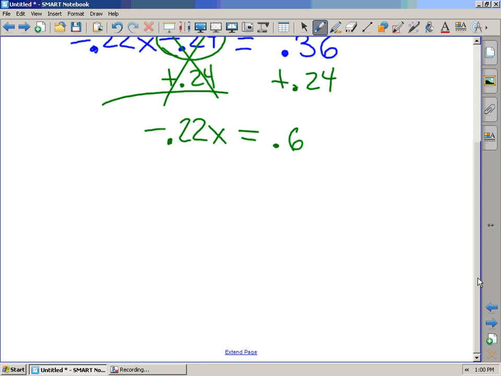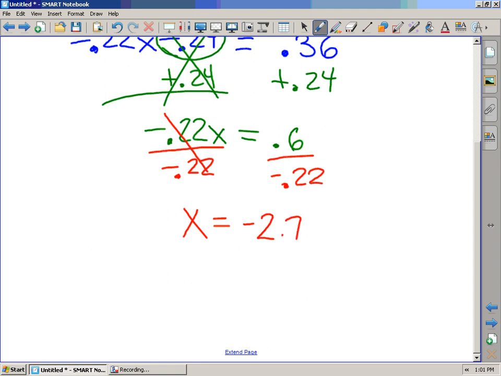The final step is to get rid of this negative 0.22. To do that, we use inverse operations. Division is the inverse operation of multiplication. On the left, we're left with 1x, and on the right, 0.6 divided by a negative 0.22 equals negative 2.72, repeating. So that should be your final answer.